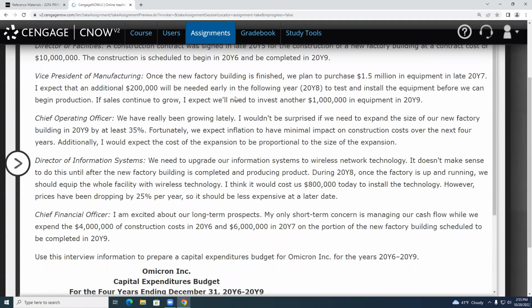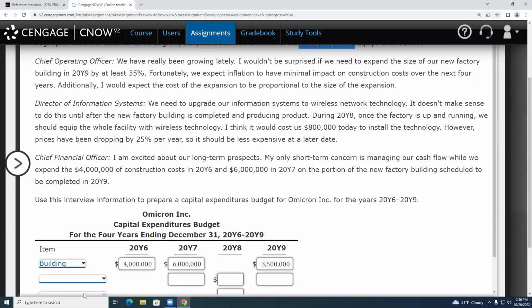What do we know about equipment? The VP of Manufacturing said, we plan to purchase $1.5 million in equipment in 2017, spend another $200,000 in 2018 to test and install the equipment, and another $1 million in 2019. So that's going to be the CapEx for equipment.